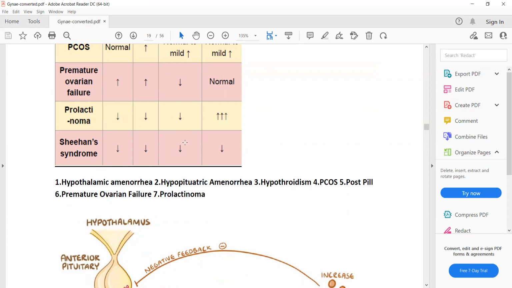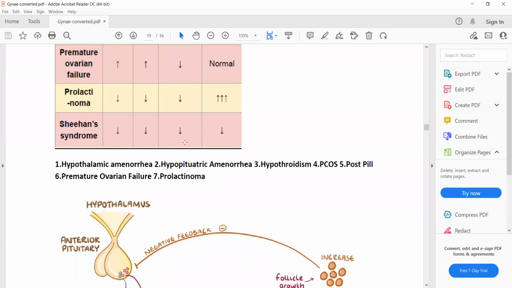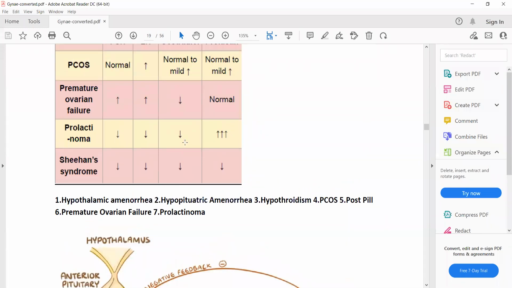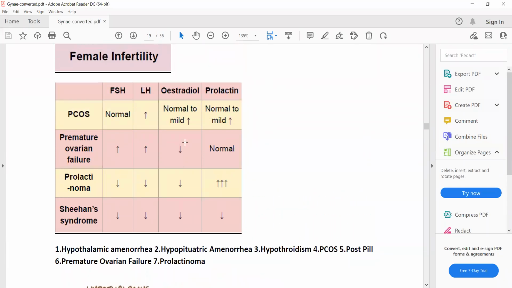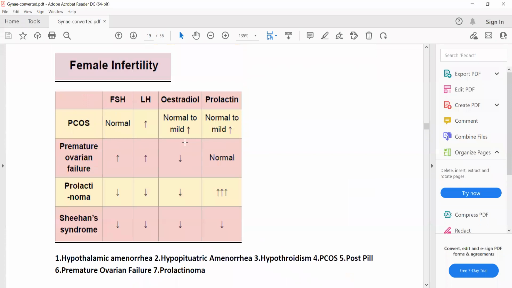So, is this table clear to everyone? Can you move the table a little bit down? That's it.